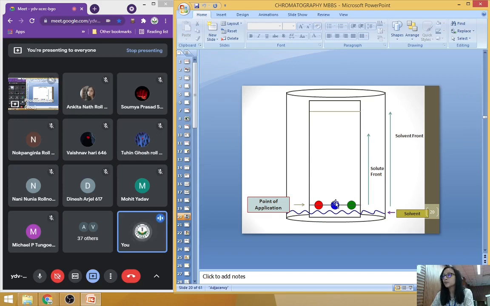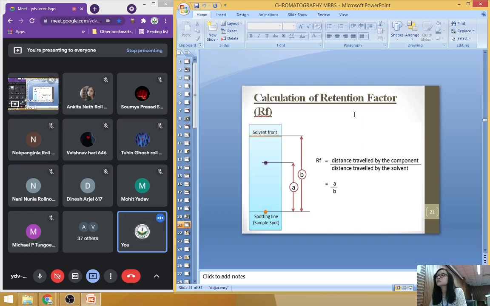And from the point of application of the sample till wherever the sample is stained is located, that is the solute front. So another important term is the retention factor. So what is this retention factor? It is just the distance traveled by the component.